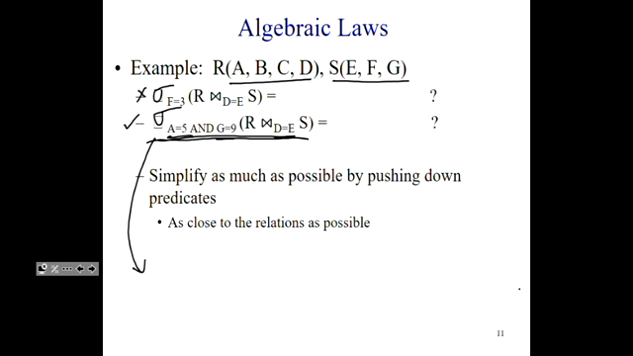I have a question. Yes. What do you mean by push down predicates? Okay, so by push down predicates, what I mean is, like I said here, I want the predicates to be as close to the relations as possible. So right now the sigma is happening after I've completed the join, right? I want to avoid that as much as possible. I want them to be applied to the relations directly if possible.